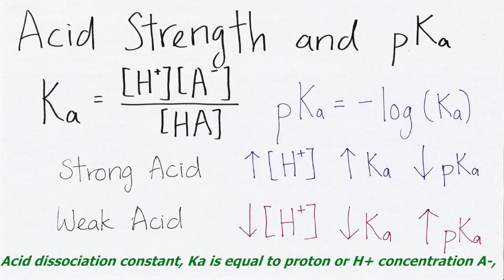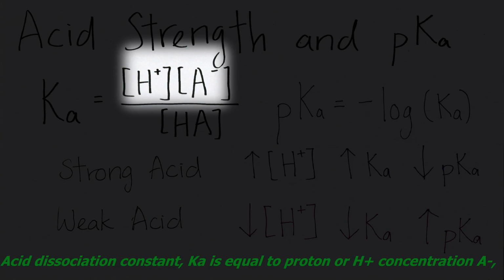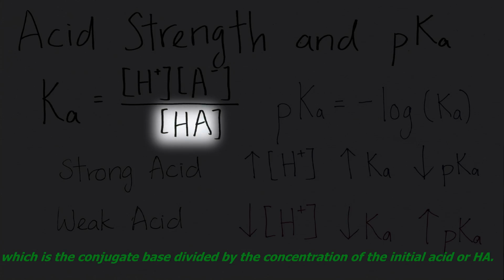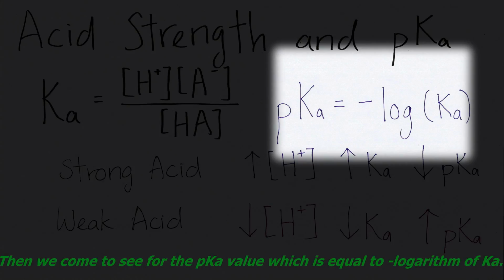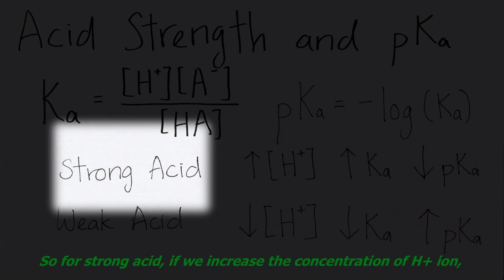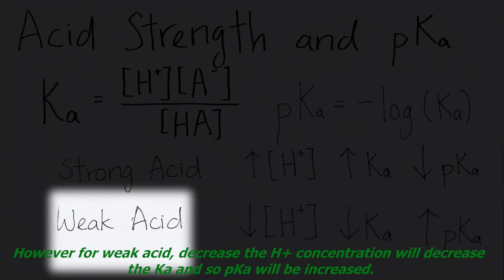The acid dissociation constant, Ka, is equal to the proton or H plus concentration times A minus, which is the conjugate base, divided by the concentration of the initial acid, HA. Then we come to the pKa value, which is equal to the negative log of Ka. Next, we know that Ka is directly proportional to H plus ions. So for a strong acid, if we increase the concentration of H plus ion, then Ka will be increased and pKa will be decreased. However, for a weak acid, decreasing the H plus concentration will decrease the Ka, and so pKa will be increased.